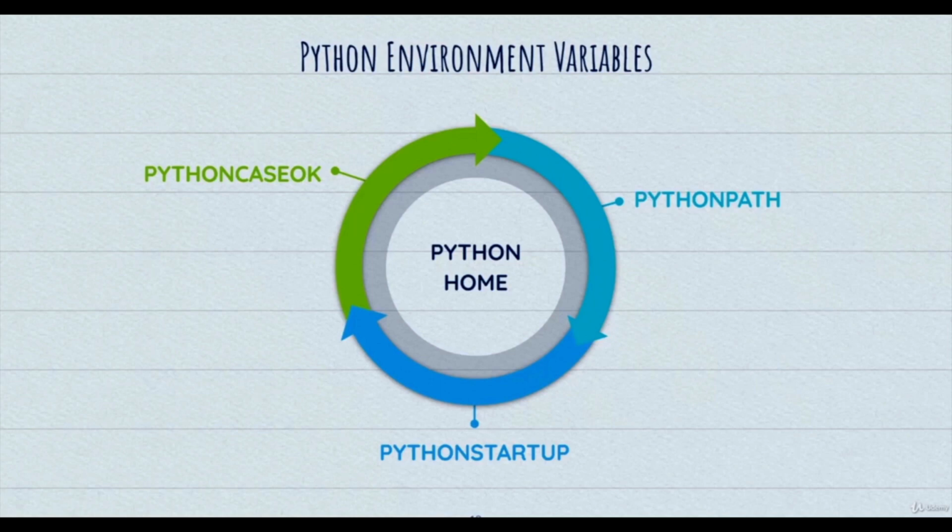The next one is PYTHONCASEOK. It is used in Windows to instruct Python to find the first case-insensitive match in an import statement. Set this variable to any value to activate it.